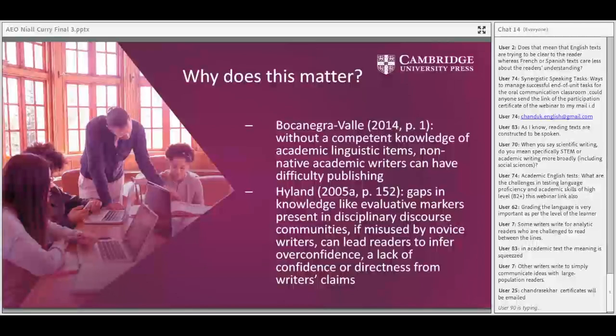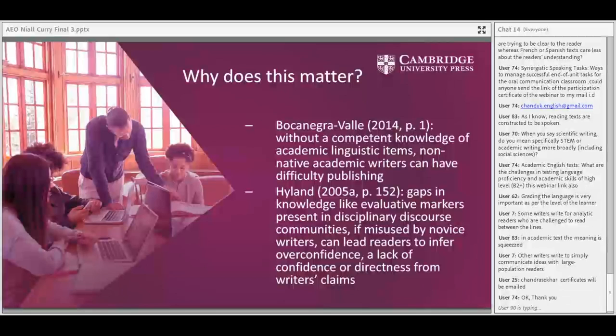And looking at research from Hyland, we can see that gaps in knowledge like these evaluative markers that are present in disciplinary discourse communities, if they're misused by novice writers, can lead readers to infer overconfidence or lack of confidence or directness from writers' claims. And so what that means is that if we're not necessarily using the reader engagement markers or the stance markers in the right way, it can be confusing for the reader, who will interpret it in the way that they would normally interpret it. So although they often tend to be small, simple words, how they're used functionally can be quite confusing and important.